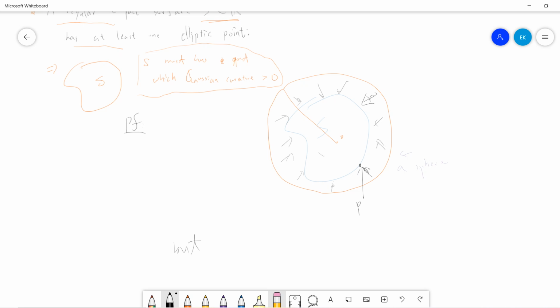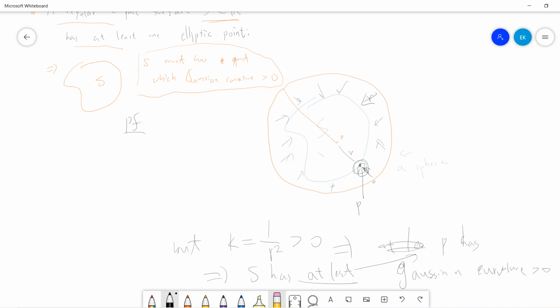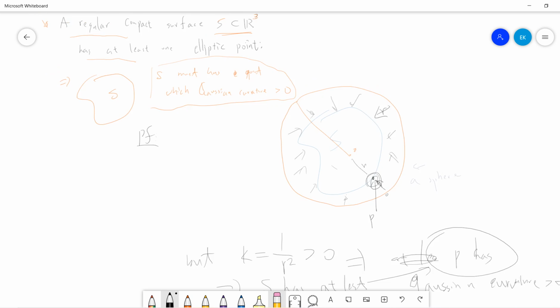But that point on the sphere has positive Gaussian curvature. So it's 1 over R squared, let's say this is R, which is greater than 0. So that means P has Gaussian curvature greater than 0. So that means S has at least one such point, because we already proved P has it. So this is the proof.